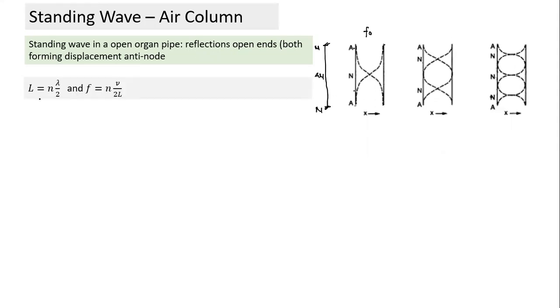So what is the formula? This is the formula for a string fixed at both ends. The natural frequency is n into V by 2L. The same formula is valid here. L is the length of the pipe. And what is V here? V is the speed at which the sound travels within the pipe. N equal to 1 is the fundamental frequency, 2 is the first overtone or second harmonic. N equal to 5 will imply what? Fifth harmonic and fourth overtone.